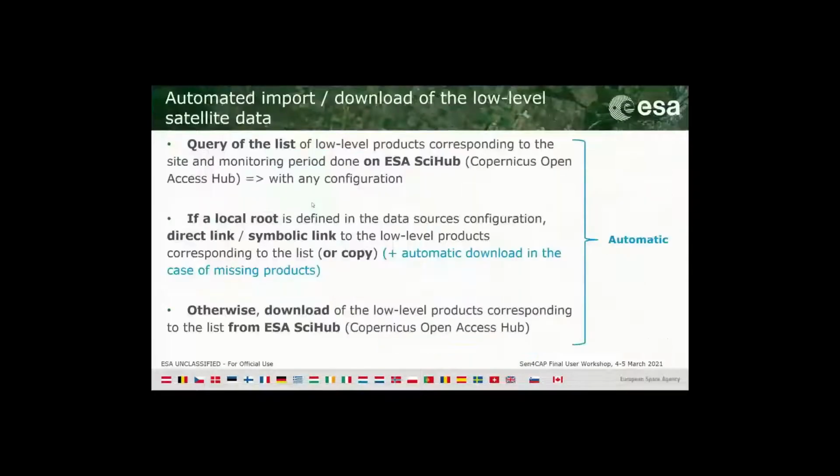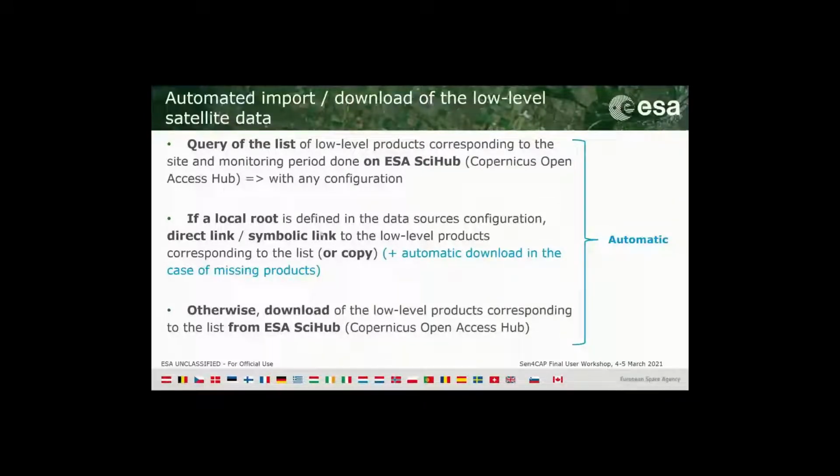So how does this part work? First, the system will query the list of low-level products that correspond to the extent of your site and the monitoring period on ESA SciHub. In any configuration, it will do that. So it's why it's mandatory also when you install the system that you give information about the account on ESA SciHub. And then it's going to use this list.